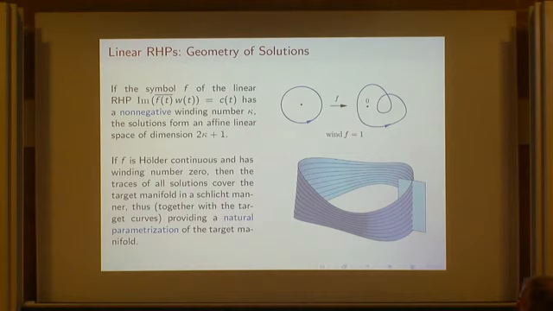So now what about solutions? If we work with, say, Muskhelishvili's conditions, that we have a Hölder continuous F, then we have a one-parametric family of solutions, and they are arranged very nicely on this target manifold. The traces of solutions do not intersect each other, and they cover this target manifold in a schlicht manner. If we would assume that this symbol is just continuous, this would be wrong already. There are examples where this does not hold.